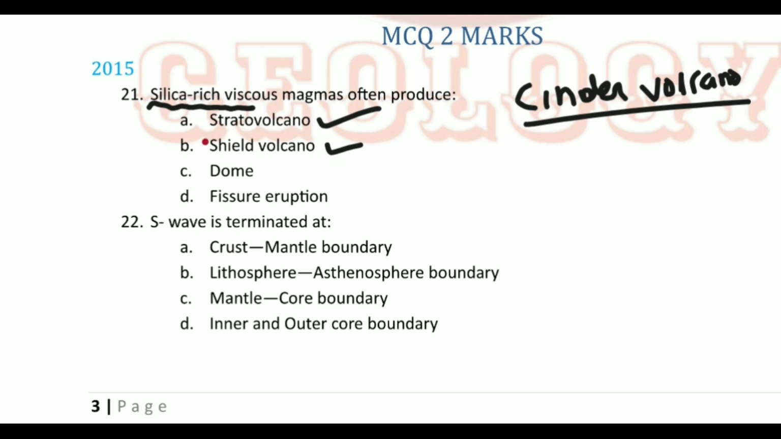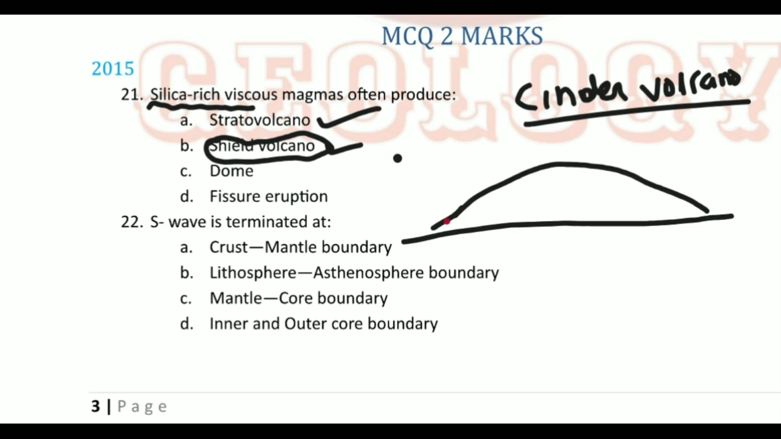Shield volcanoes are produced by less viscous magma because they are broader in shape, where magma or lava can be mobile to a greater distance. Then a dome is a structure produced because of solidification of magma within the vent. You will get block dome or volcanic dome. Then fissure eruption is a quiet type of eruption. It is also associated with magma having less viscosity.